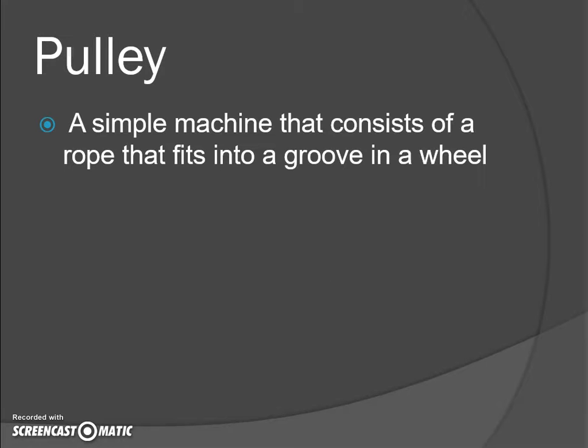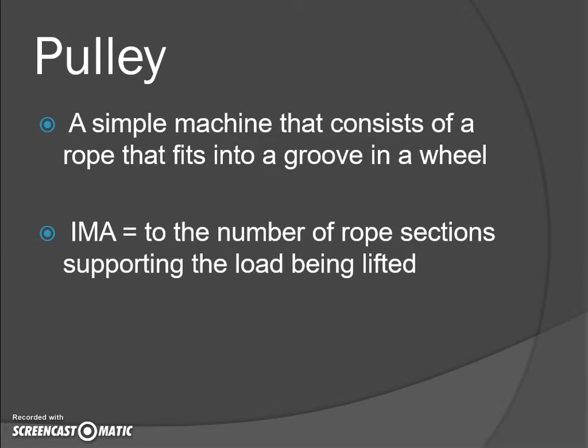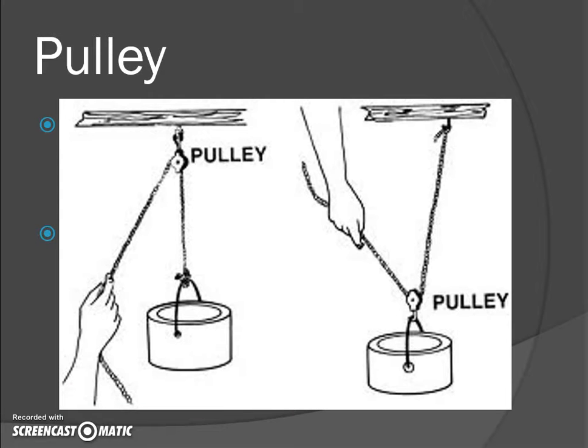And then the last type is a pulley. It consists of a rope, or could be a wire, that fits into a groove in a wheel. And your IMA is equal to the number of rope sections that support the load being lifted. So, for example, in this case, we have one rope section, and it's split into two, so you can either pull it straight up like this one, or if you have it hooked as the second one, instead of just pulling straight up, you can pull out as well. So IMA would be equal to these two sections.